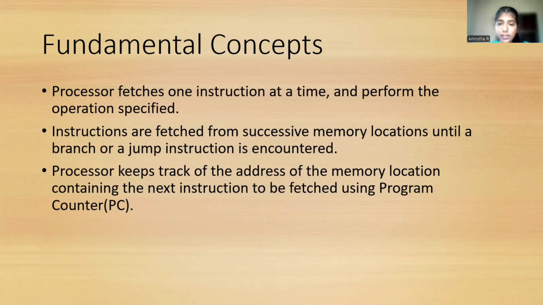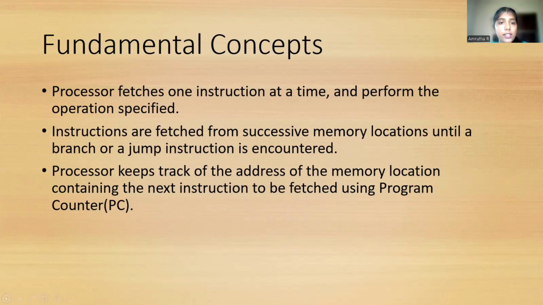All instructions are sequential. If the first instruction is located at the 1000th position, the next instruction will be located at the 1004th location because we'll assume that our system is a 4-byte computer. But these instructions are successive only if a branch or a jump instruction is not encountered.